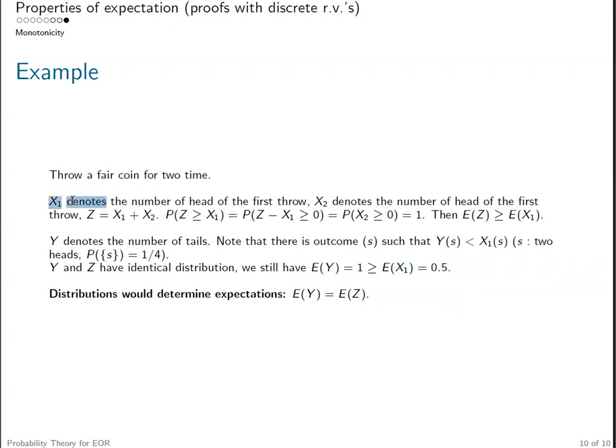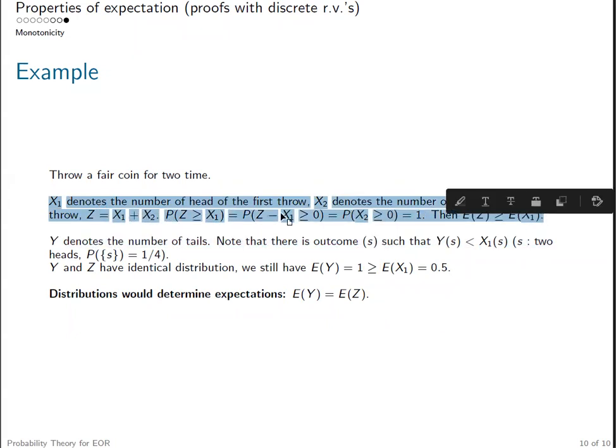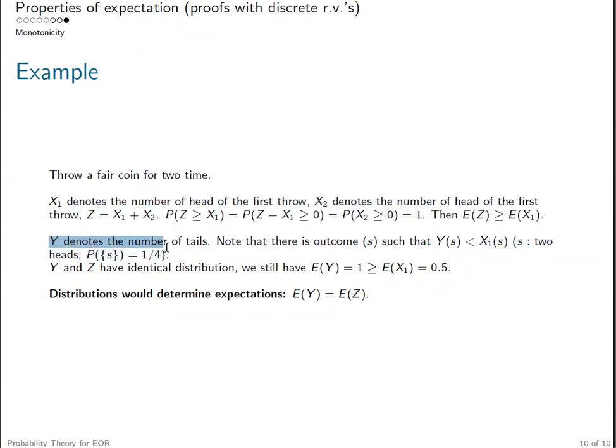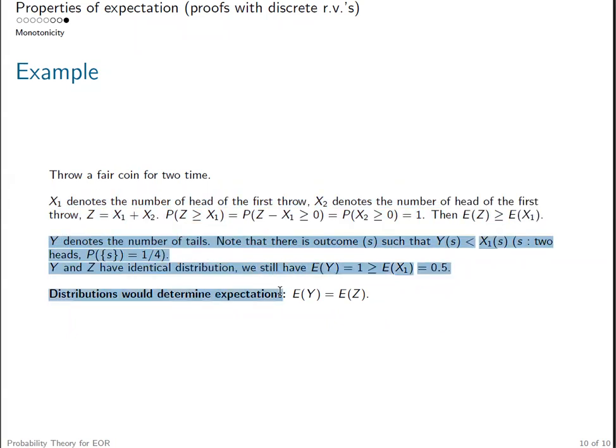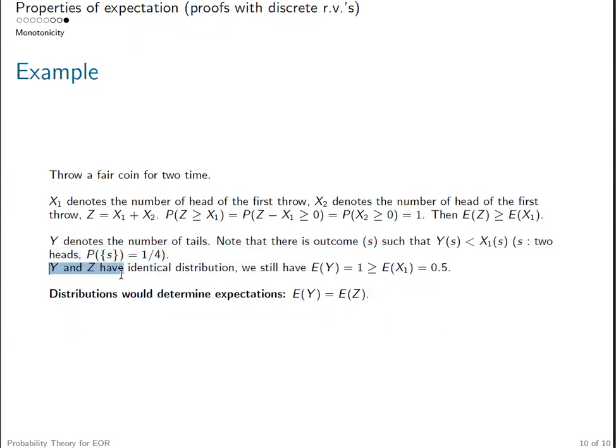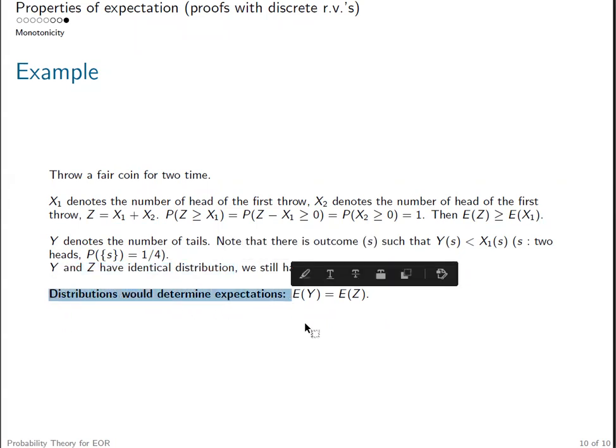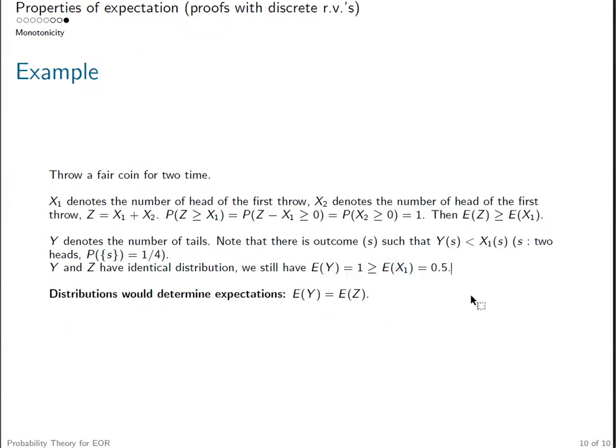The first result we can get directly from the monotonicity. And as for the second one, it's not derived from the monotonicity directly, but if we notice y and z have identical distribution and distributions determine expectations, then combined with the monotonicity, we can deliver the same result here. Of course, it's easy to check and verify all the results by the definition of expectation.